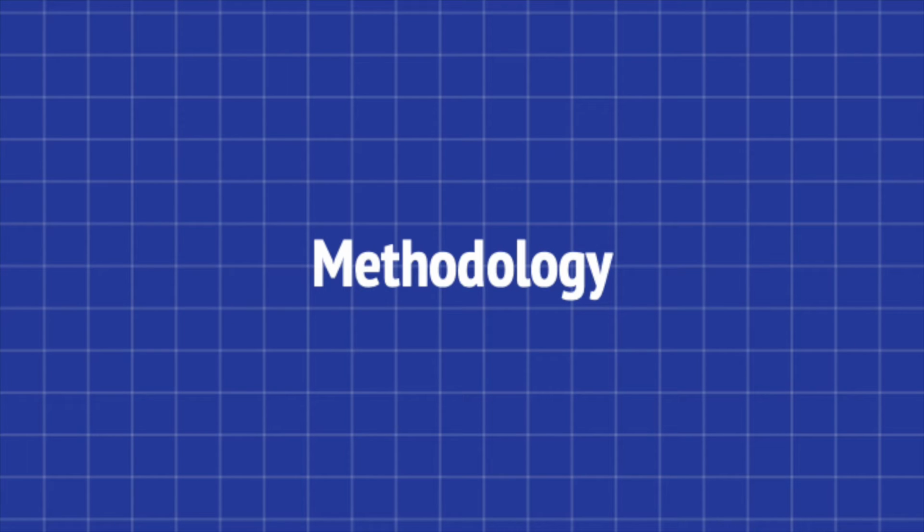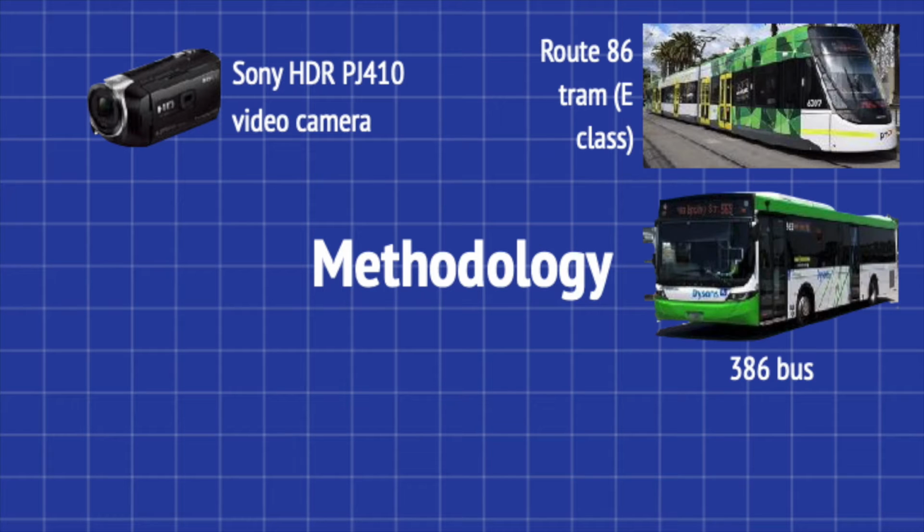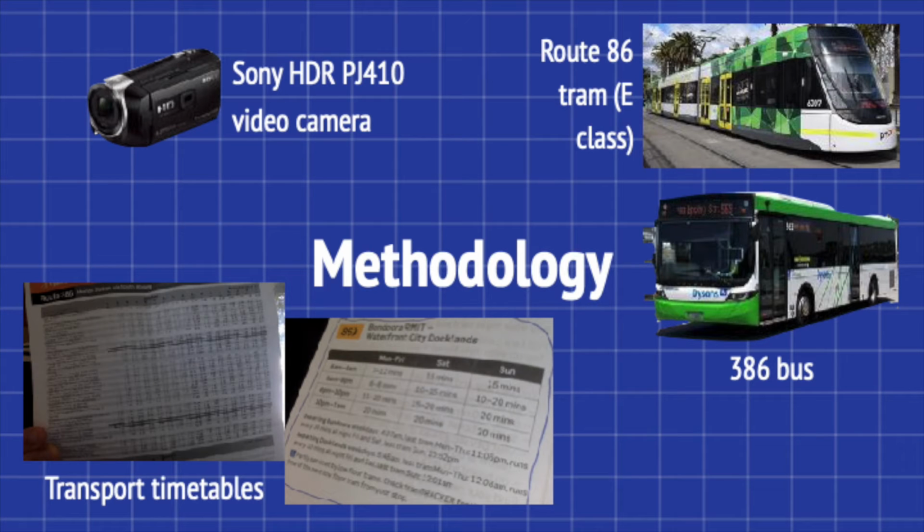For my methodology, I used a Sony HDR PJ410 camcorder, often requiring assistance because I am playing the main character. Some scenes were filmed inside public transport. I used a weekend timetable of the 86 tram and the 386 bus to make it easier to plan my filming. I planned to film inside the E-Class tram because they are the most common trams to run on the 86 line. I am doing this so filming on location and achieving continuity will be easier.